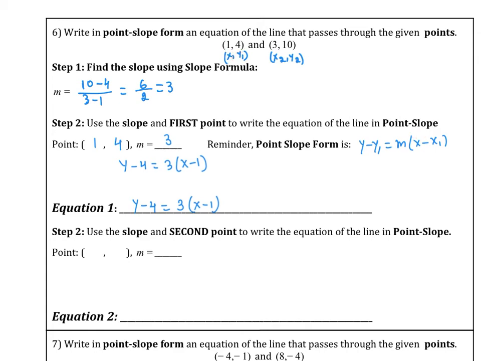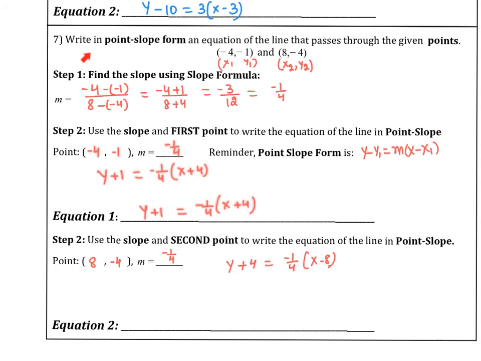So the first point is (1, 4). Slope is 3, and the point slope form is y minus y1 equals m times x minus x1. So x1 is 1 and y1 is 4. So y minus 4 equals 3 times x minus 1. That's your first equation. For the second equation, you're going to use the point (3, 10) and the same slope 3, and the formula y minus y1 equals slope 3 times x minus x1. And that's going to be your second equation.